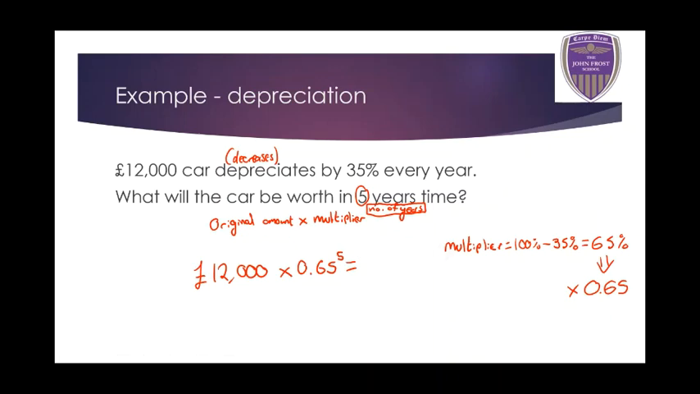And you will get a whopping value of £1,392.35. Okay, because this is money, it's always to 2 decimal places. So there was a rounding, you did have to round that last digit up to 5. Okay, so there you go. So that's how you calculate repeated percentage increases and repeated percentage decreases.